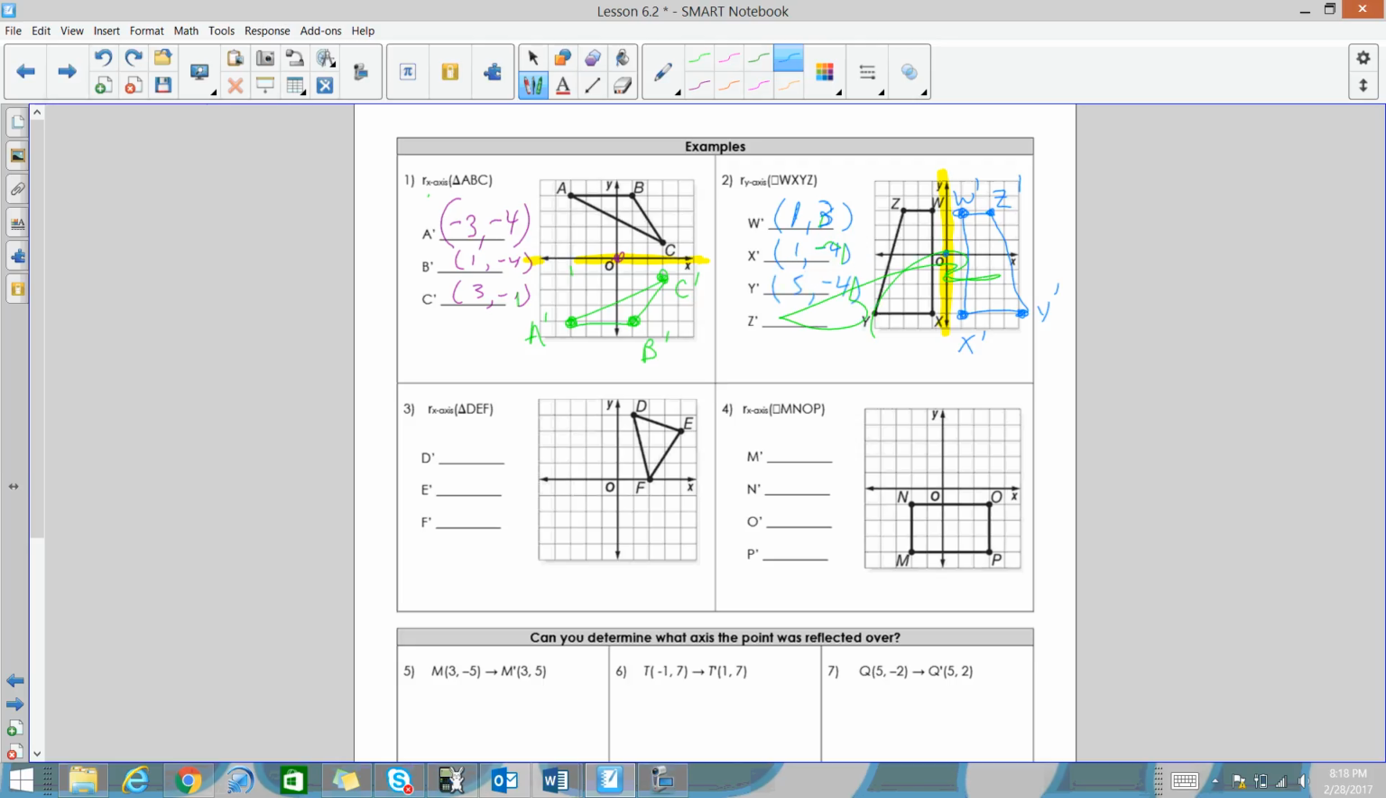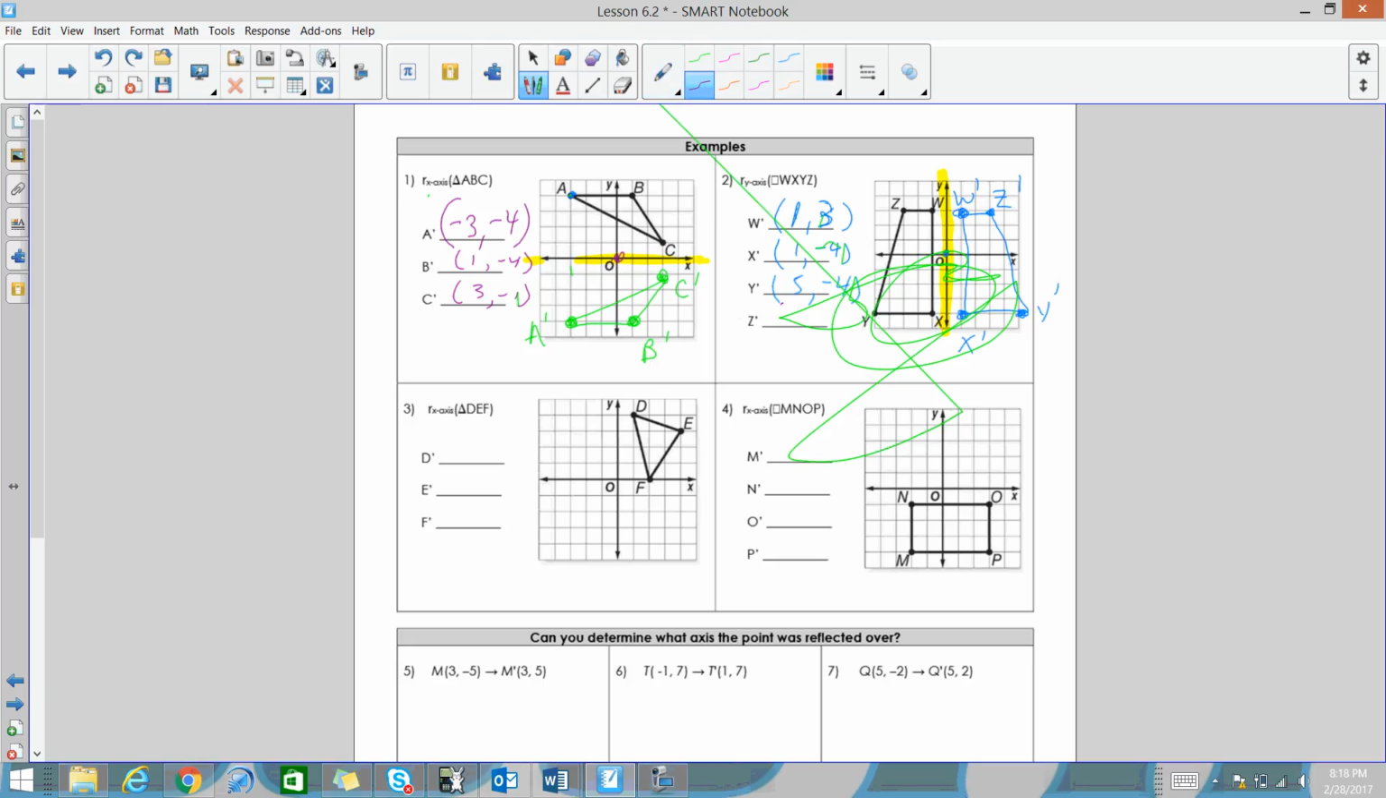And Z, oh, I don't know why it's doing that. I apologize. I don't know what is going on with this computer. Oh boy. Okay, I apologize.